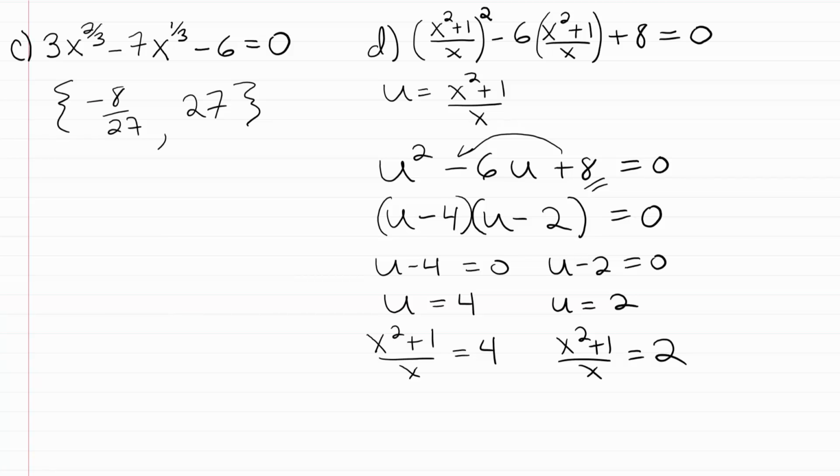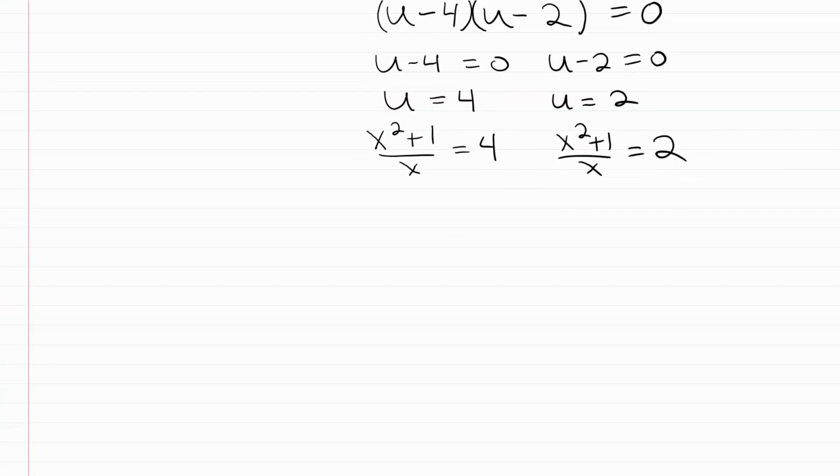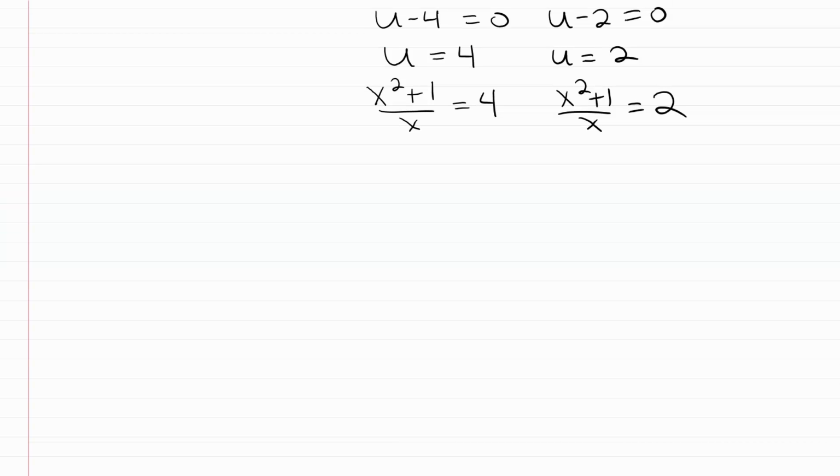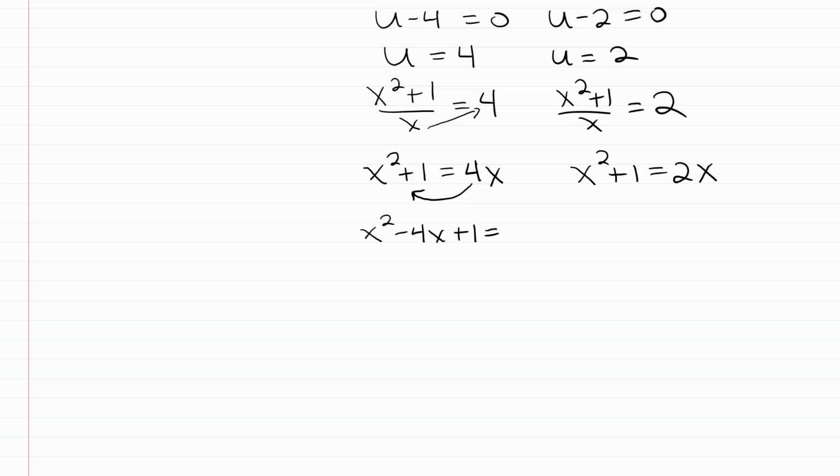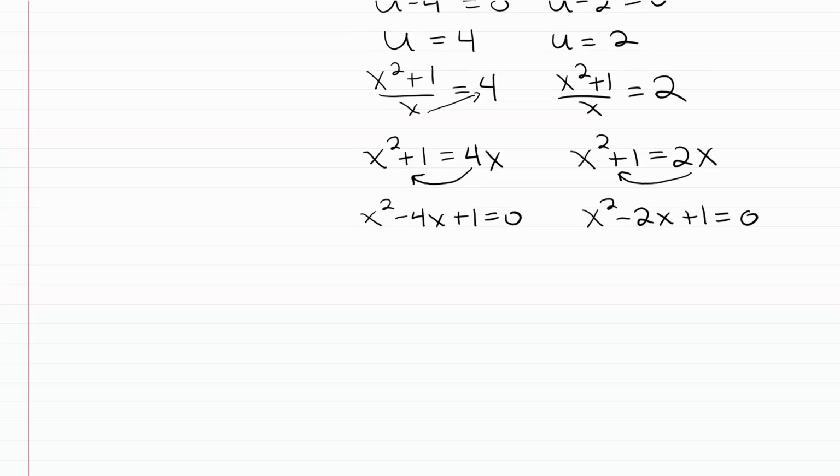From here, we need to solve these two little equations. So if I multiply both sides by x, for example, in this first equation, I'll end up with x squared plus 1 is equal to 4x. If I do the same over here on the second equation, I'll have x squared plus 1 is equal to 2x, right? So we end up with two equations that look basically quadratic. So we'll bring over the 4x and we'll end up having x squared minus 4x plus 1 is equal to 0. And for the other equation, we can bring over the 2x and end up with x squared minus 2x plus 1 is equal to 0. Okay, so from there, it's just a matter of solving the two quadratics.